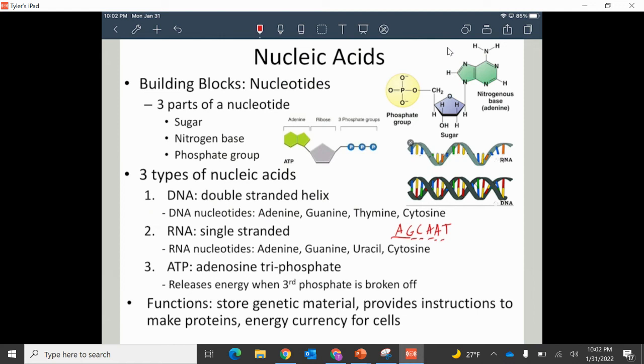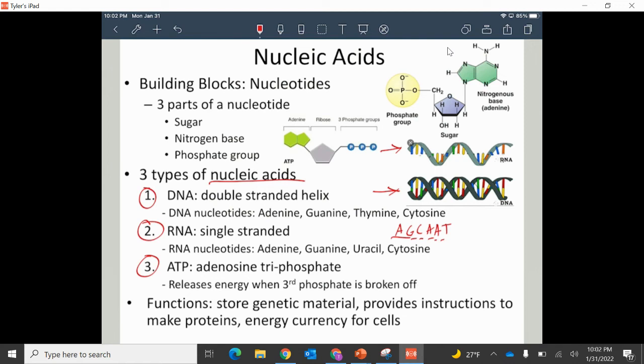When we talk about 3 types of nucleic acids, DNA is probably the most famous one, deoxyribonucleic acid. We already talked about those nucleotides there. There's also RNA. It's a single-stranded sort of helix. It's not quite helical, it's more of a single strand. You can see DNA here, RNA there. And then ATP. ATP is cell energy.